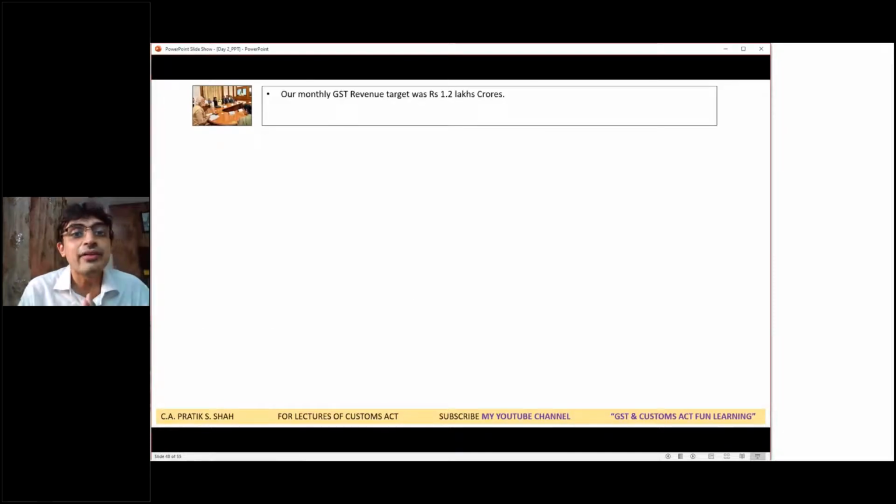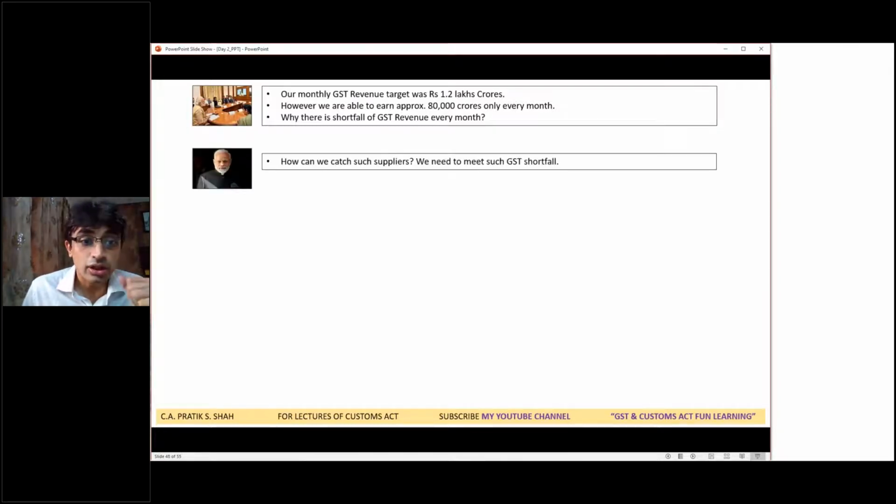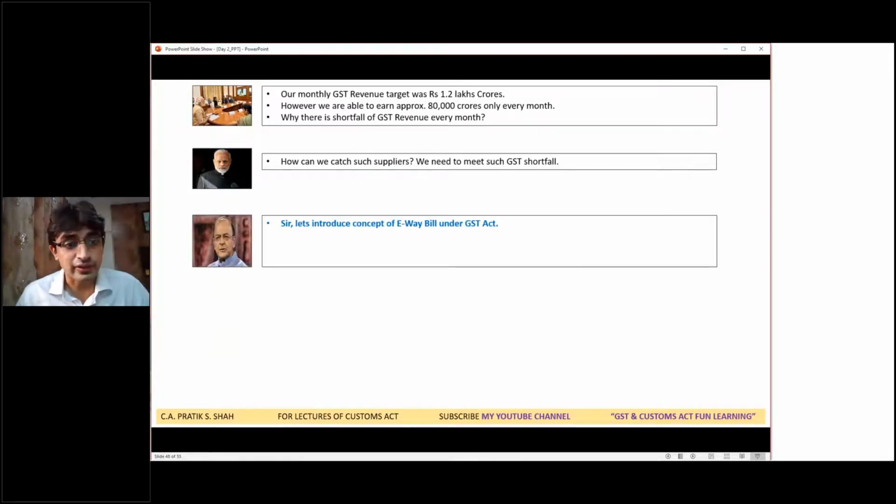So there was a high level meeting. Government discussed that our GST target was 1.2 lakh crore every month. Monthly target. But we are able to earn only 80,000 crores every month. We are facing a shortage. Why is there a shortfall of GST revenue every month? What is the reason? Government asks how to find out such supply or evading taxes.